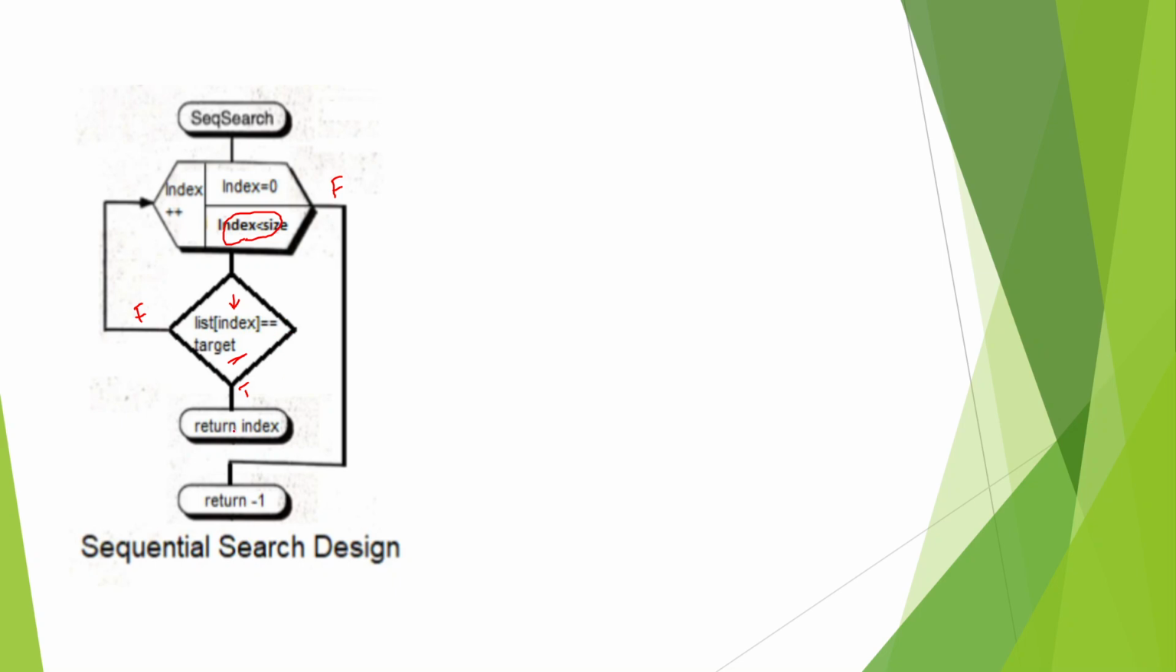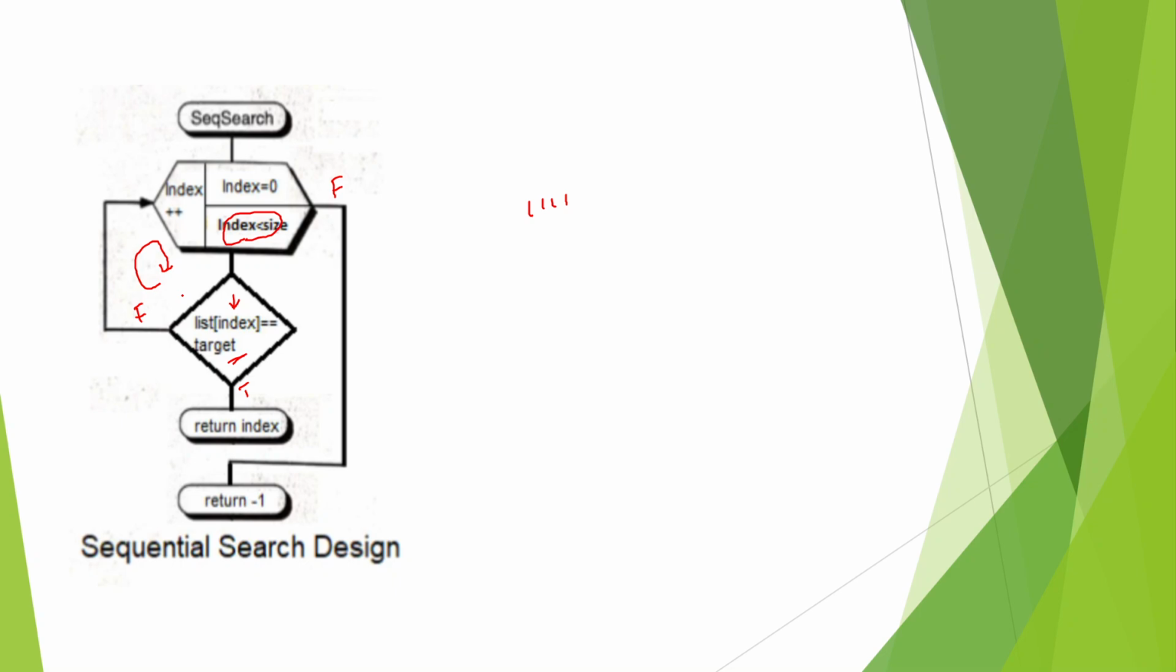In that case, true means if this condition is becoming true, that means the target is found. So in that case, what we have to return, we need to return the index only. If it is not true, again we'll increment the index and we'll check the next element. Like this, this particular loop will continue, as long as you have items in your list.